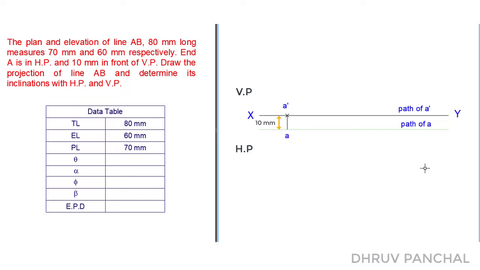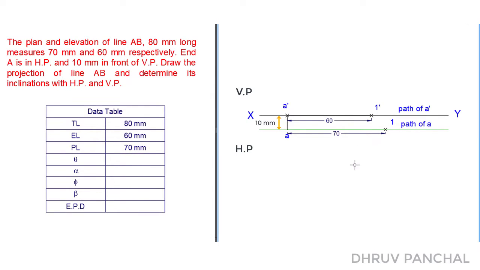As we know, elevation length gives true length in the horizontal plane, similarly plan length gives true length in the vertical plane. So in the data we have elevation length as well as plan length. On the path of A', mark point 1' 60 mm away from point A'. Similarly, on the path of A, mark point 1 at a distance of 70 mm from point A.